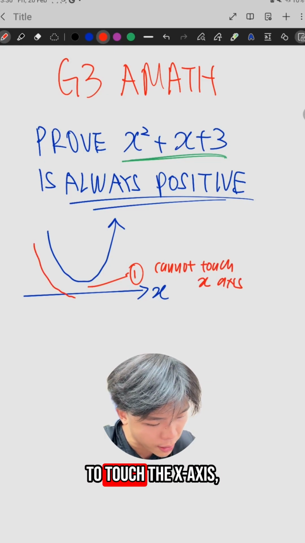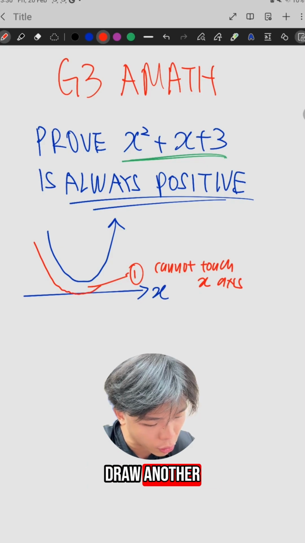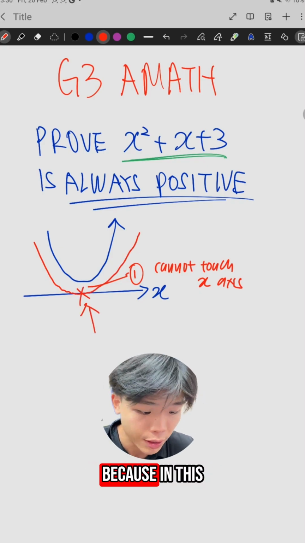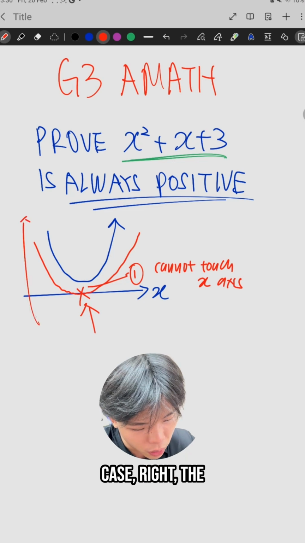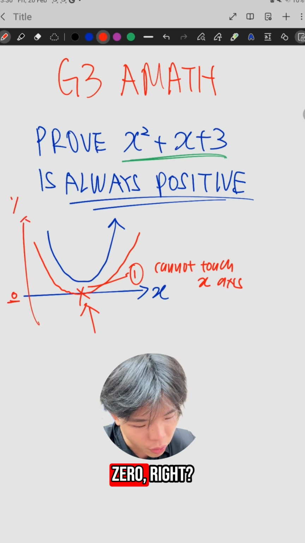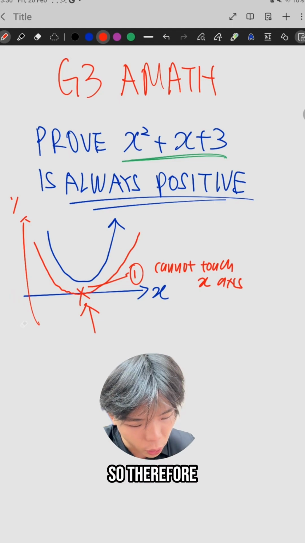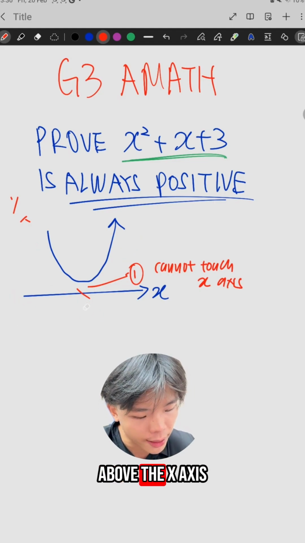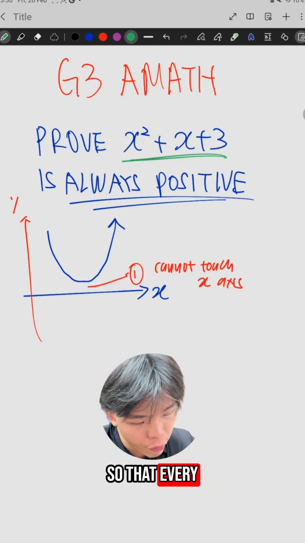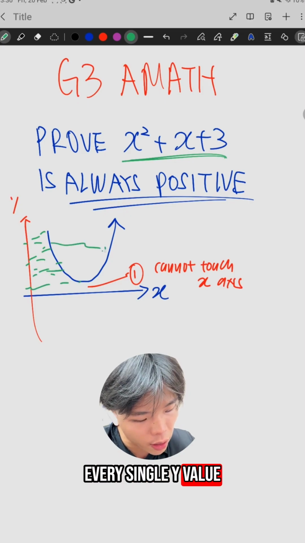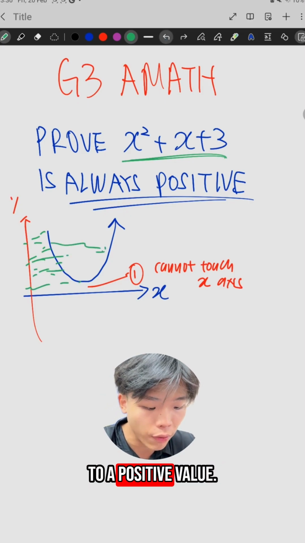Because if it were to touch the x-axis, let's just assume I draw another graph over here, and let's say it touches the x-axis. This is not always positive already, because in this case the y value can be 0. And when the y value is 0, we wouldn't consider this always positive. So therefore, the graph must be completely above the x-axis so that every single y value corresponds to a positive value.